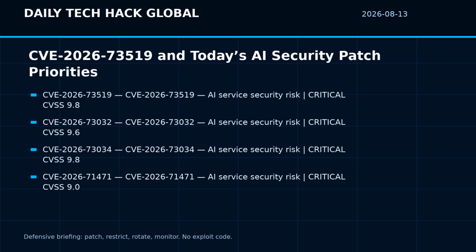The recorded severity is critical with CVSS 9.6. The operational takeaway is to map this advisory to exposed systems, service credentials, and any automation that can turn a small weakness into a larger incident.